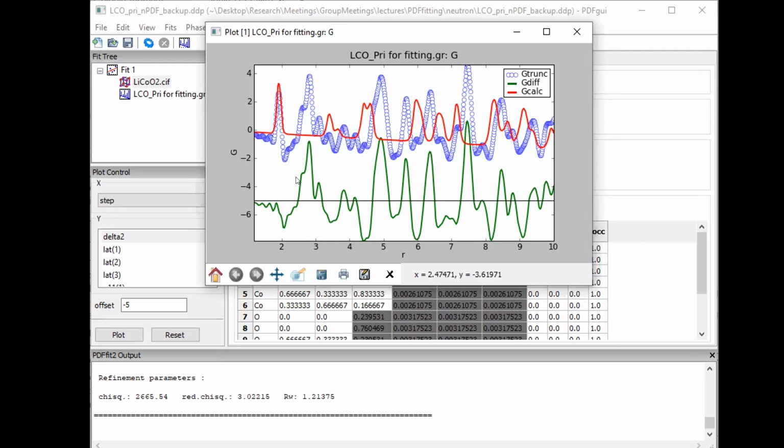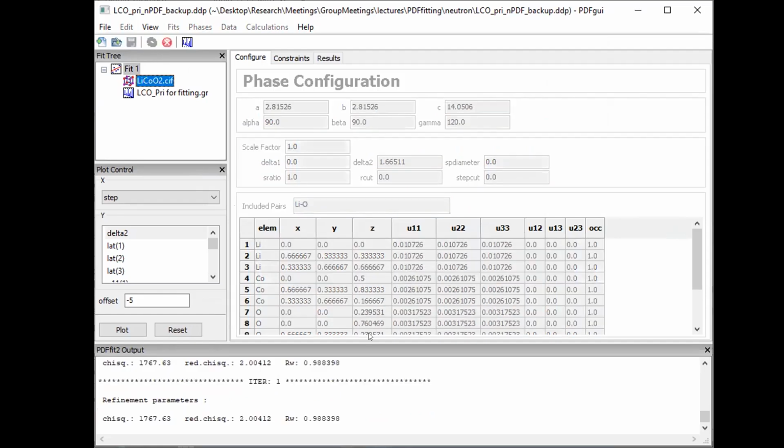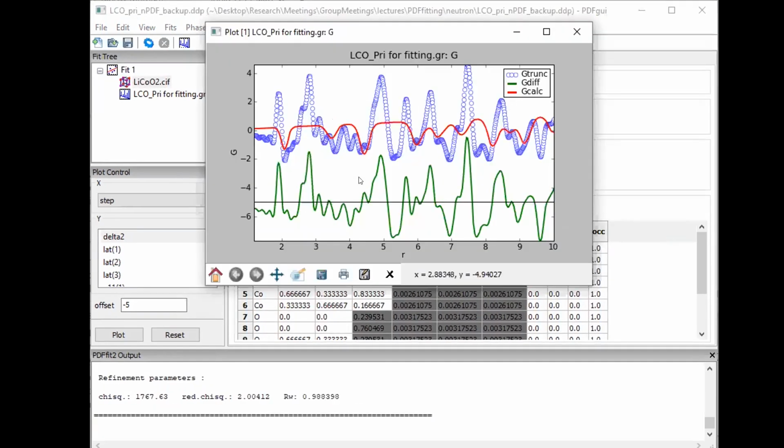And these 3 peaks have nothing to do with cobalt oxygen. This peak has contribution from the cobalt oxygen, but you may wonder why the specific contribution from cobalt oxygen seems to be even larger or stronger than the measured data. That is because this part also has contribution from the lithium oxygen, and lithium has a negative scattering length, which means the peak will go downwards. Let's check the lithium oxygen and run again. So this is what I mean.